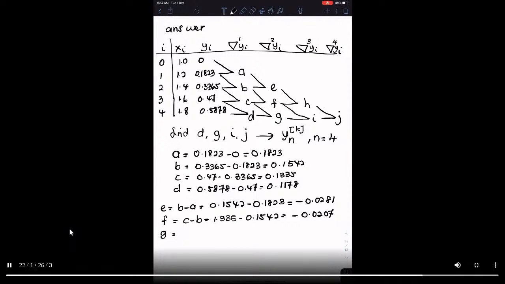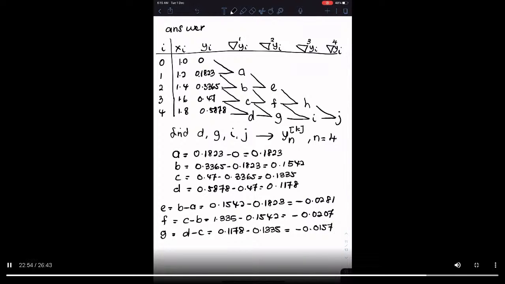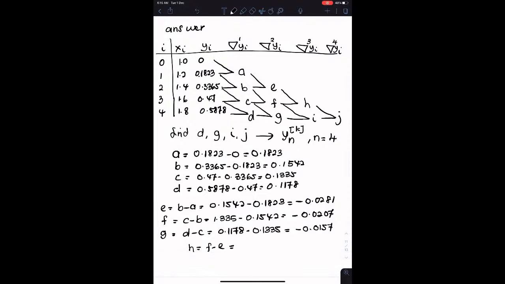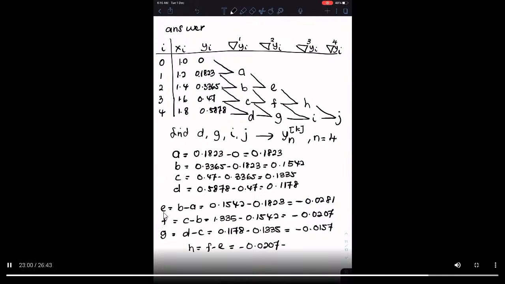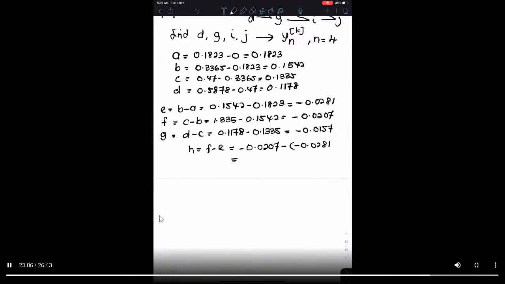And then G is D minus C. All right, D minus C, so the data is also negative. Okay, and H is F minus E. F minus E, so the answer is positive. It's a positive, 0.0074.